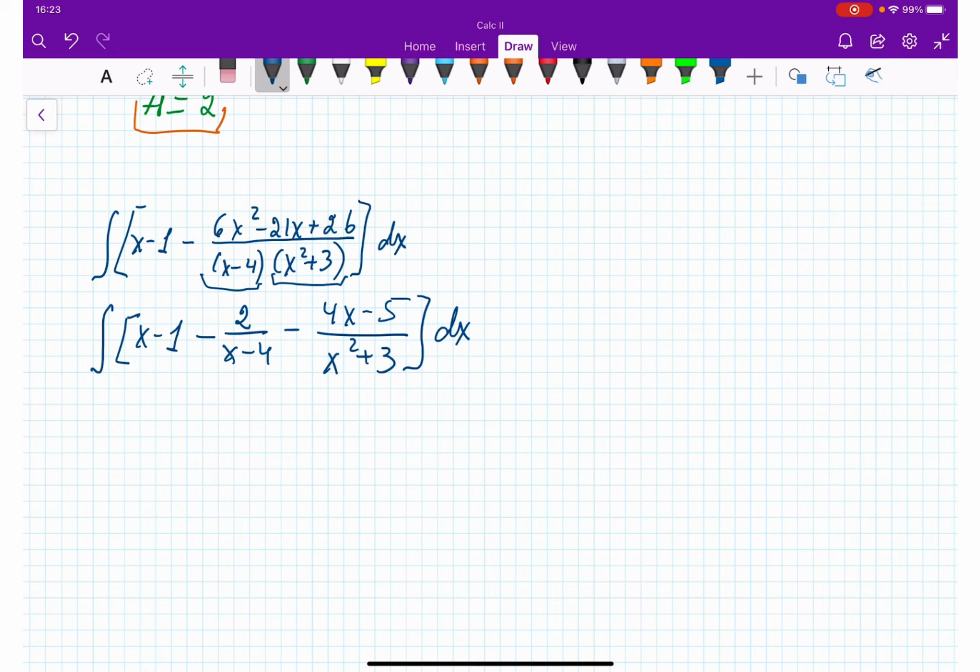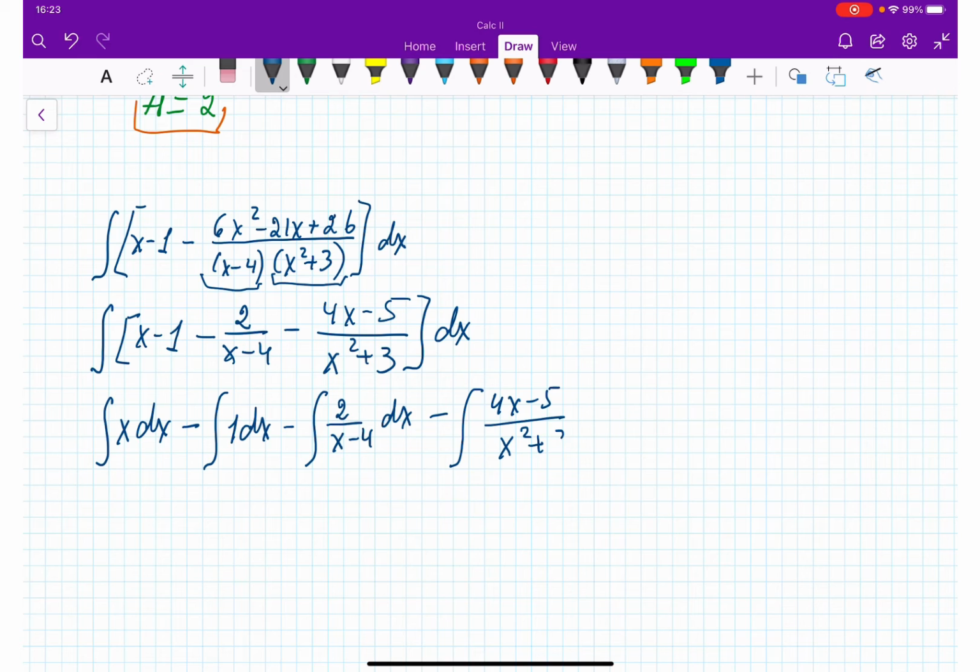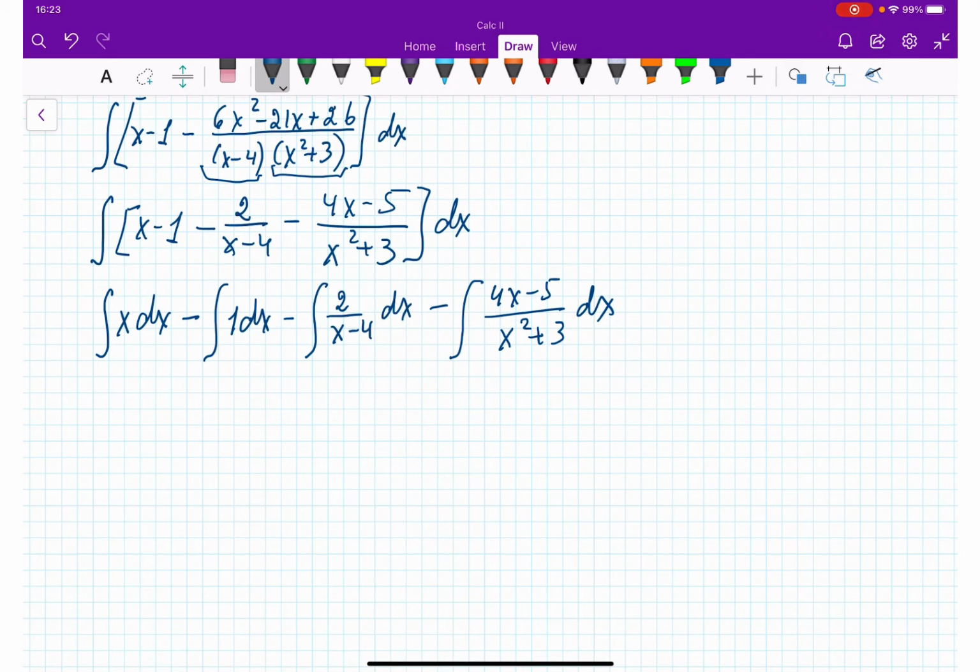Okay, let's see what we can do here. First of all, I'm going to break this down. It's going to be the integral of x dx minus the integral of 1 dx minus the integral of 2 over x minus 4 dx and minus the integral of 4x minus 5 over x squared plus 3 dx. All right, so the first one, x dx, is going to be x squared over 2, right?